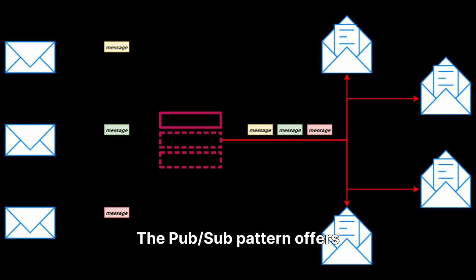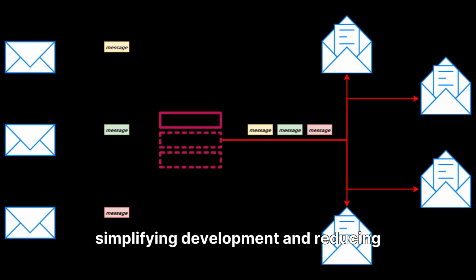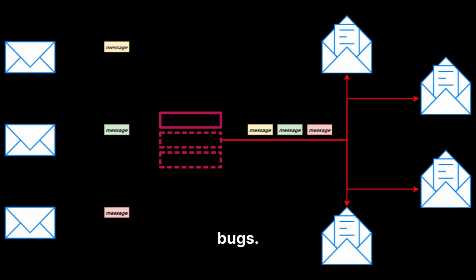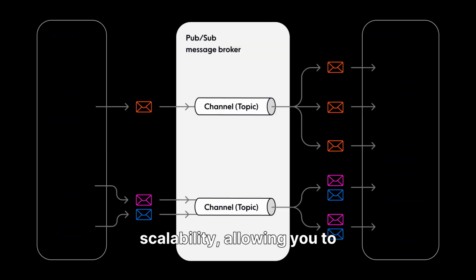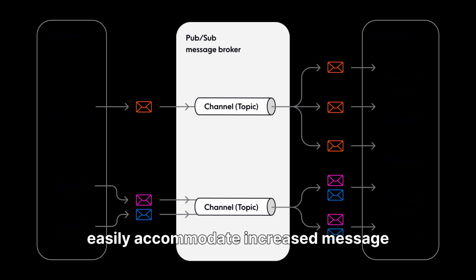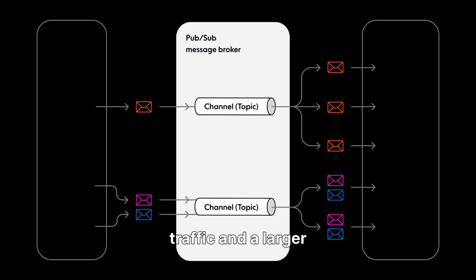The pub/sub pattern offers significant benefits, starting with enhanced decoupling, making your code more flexible and easier to maintain. This separation of concerns means that changes in one component are less likely to impact others, simplifying development and reducing bugs. It also provides excellent scalability, allowing you to add more publishers or subscribers without major system overhauls. As your application grows, the pub/sub model can easily accommodate increased message traffic and a larger number of interacting components.